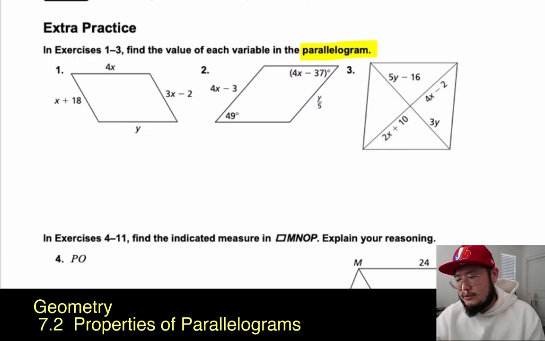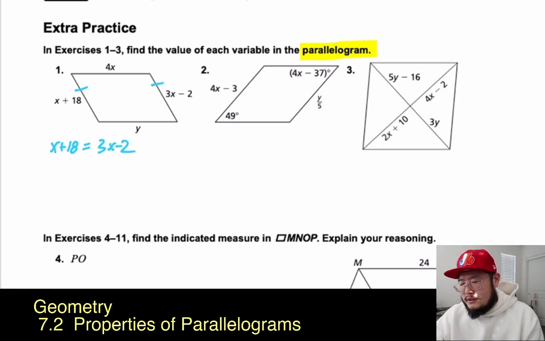All right, so to start off with, if they gave us outer sides, we should know that opposite sides are congruent in a parallelogram. So I go ahead and let's take x plus 18, and let's set that equal to 3x minus 2. I'll go ahead and get x by itself. I'll subtract x from both sides, and I have 2x, and I'll add 2 to both sides, and that's equal to 20. Divide both sides by 2, and x is equal to 10.